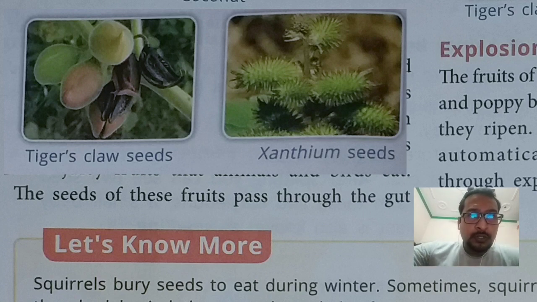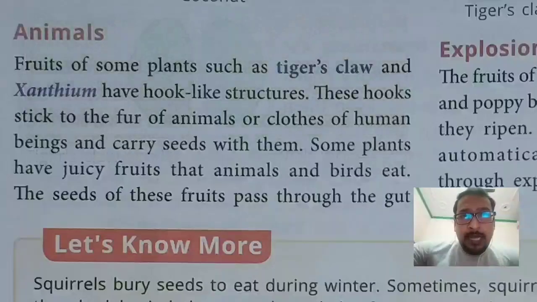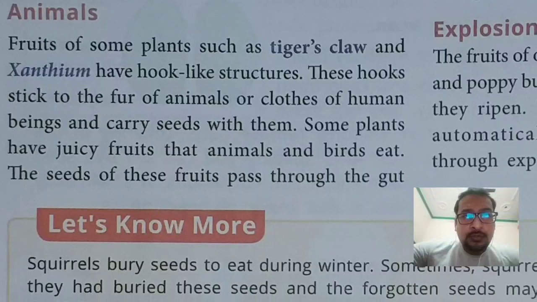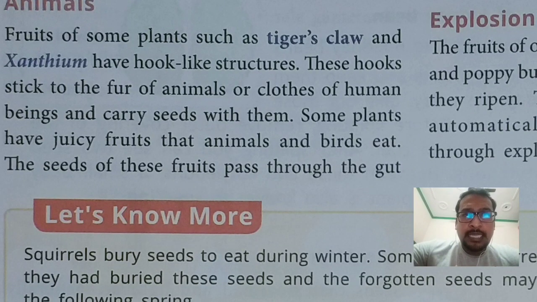Okay, xanthium also has hooks which stick to the fur of animals or clothes of human beings and are carried away. Some plants have juicy fruits and animals and birds eat them. Animals pass these seeds through the gut, through the digestive system. They excrete them and the seeds grow in various places.